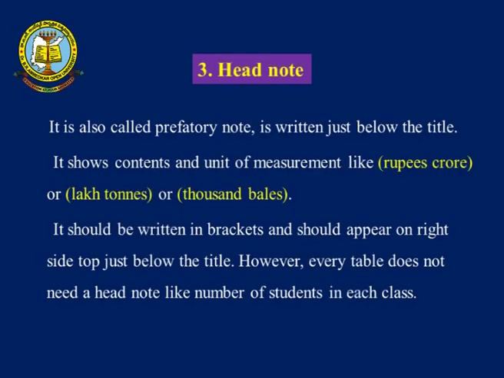Now, headnotes, also called prefatory notes. It is written just below the title. It shows the unit of measurement, like if the measurement in a budget is in terms of rupees, you have to write that. It shows the unit of measurement like rupees or crores, lakhs of tons or thousands of bales. It should be written in brackets. It should appear at the top right side, just below the title.